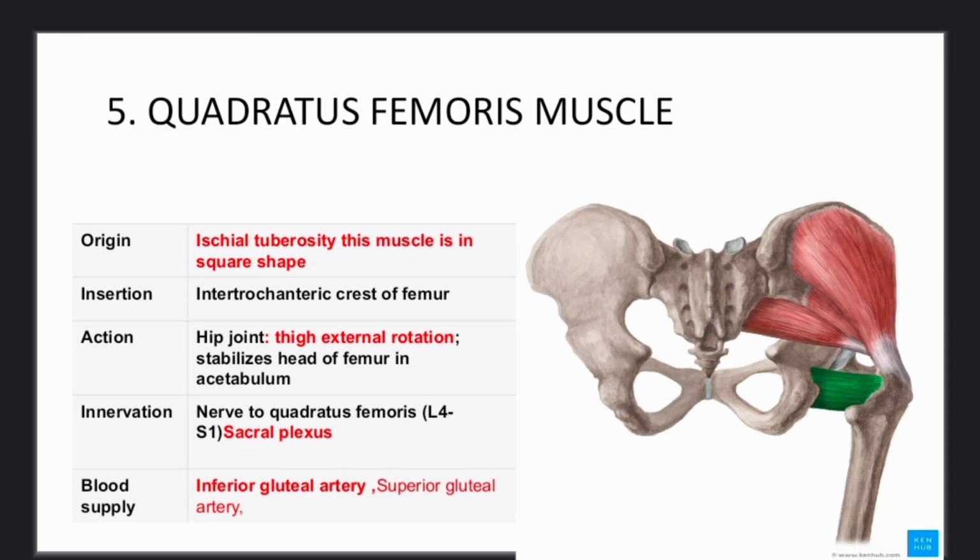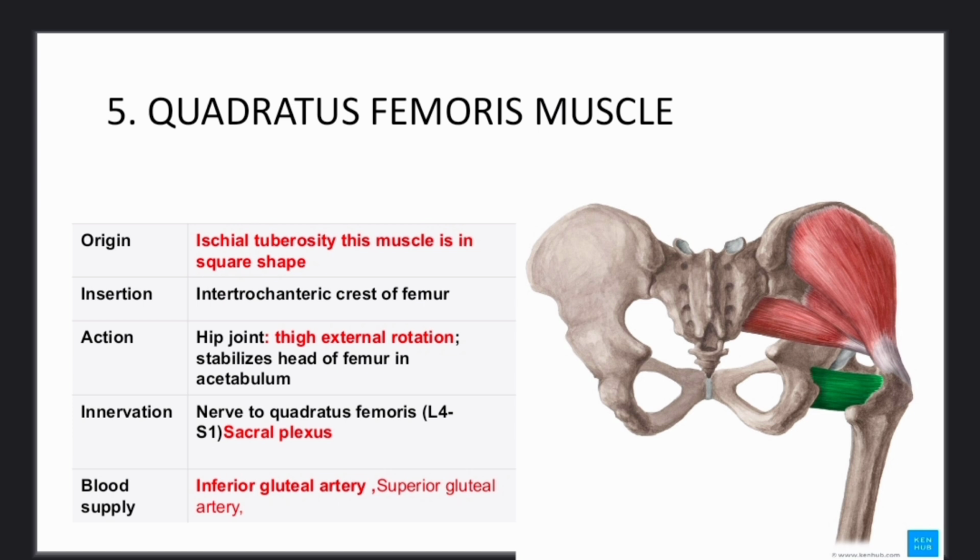The fifth and final deep muscle, the quadratus femoris muscle. Its origin is the ischial tuberosity, and this muscle is square in shape. Okay, so it is easy to identify. And insertion is the intertrochanteric crest of the femur. And nerve supply: the quadratus femoris is supplied by the nerve to quadratus femoris, arising from the sacral plexus, that is L4 to S1, and blood supply is mainly provided by the same inferior gluteal artery and superior gluteal artery.